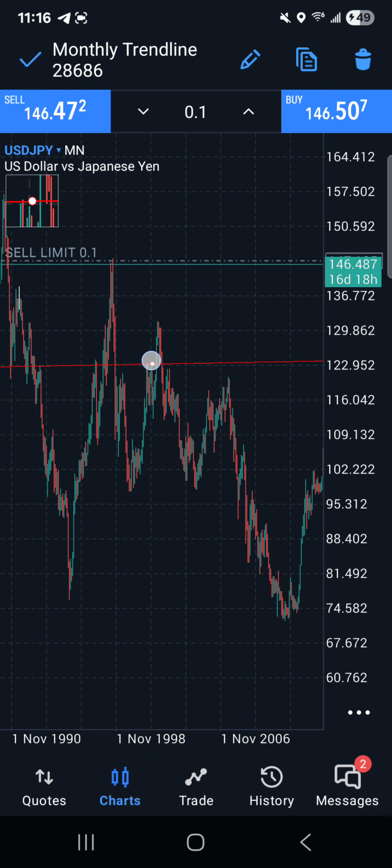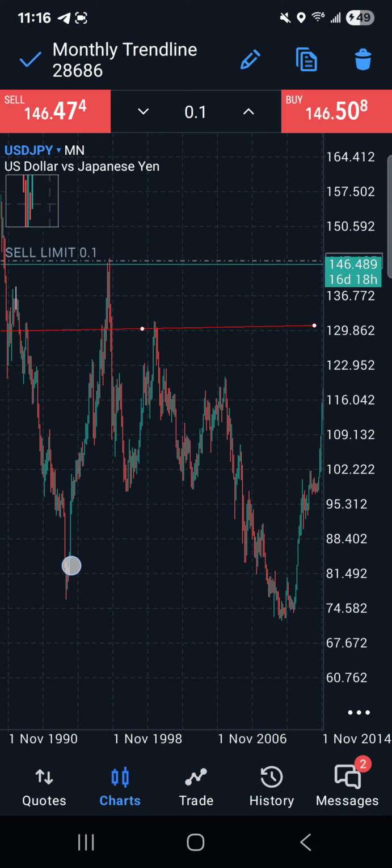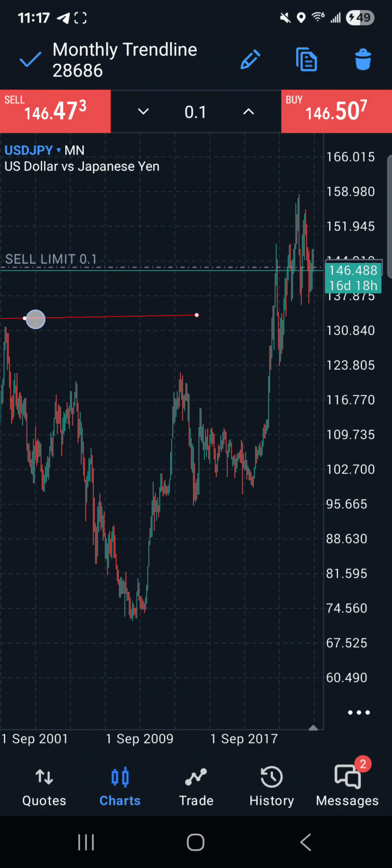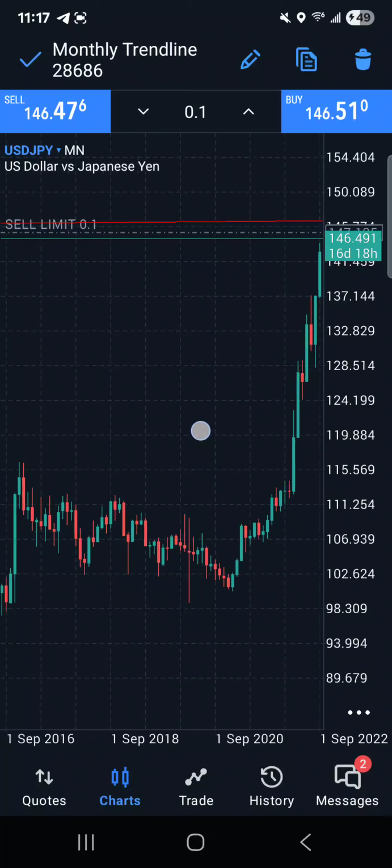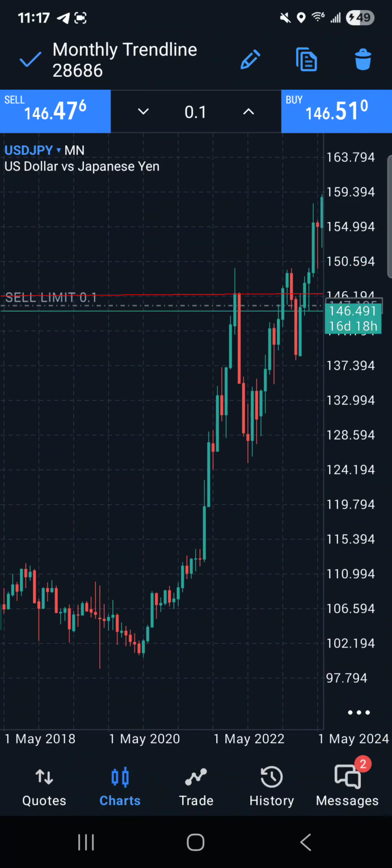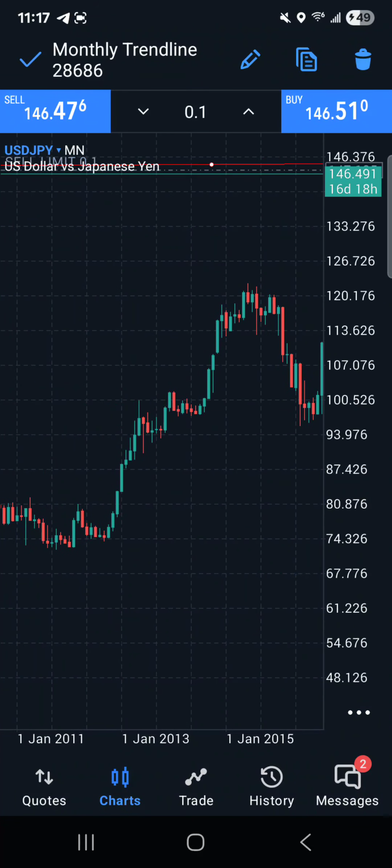So this to me is a confirmation that we have two breaks of structure. We have a liquidity sweep below here, a first break of structure, and a second, external break of structure. After that, price closed above here. Yes, it closed.